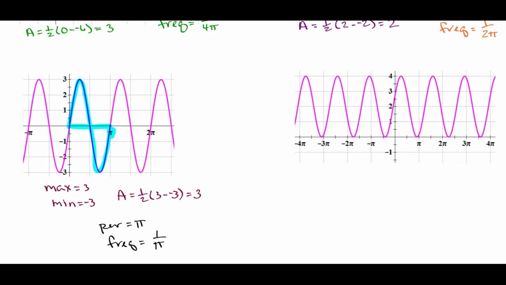Okay, and then on this last one, my maximum is 4, minimum is 0. So my amplitude is going to be 1/2 of 4 minus 0, or 2.